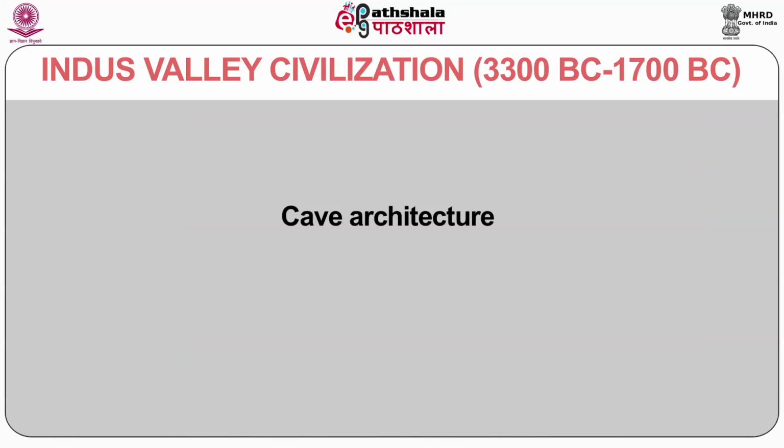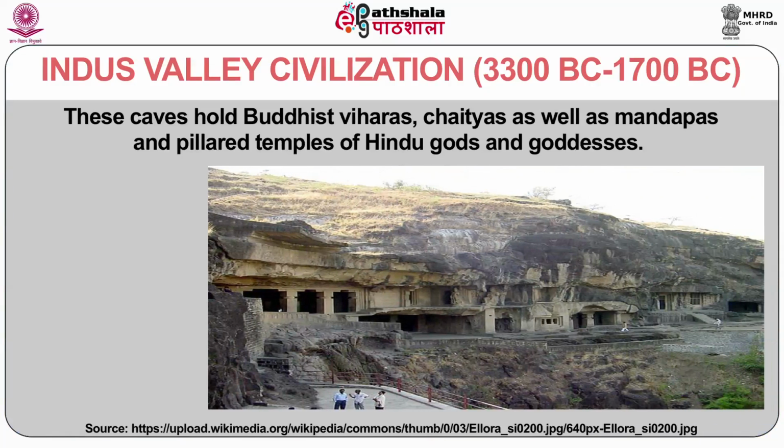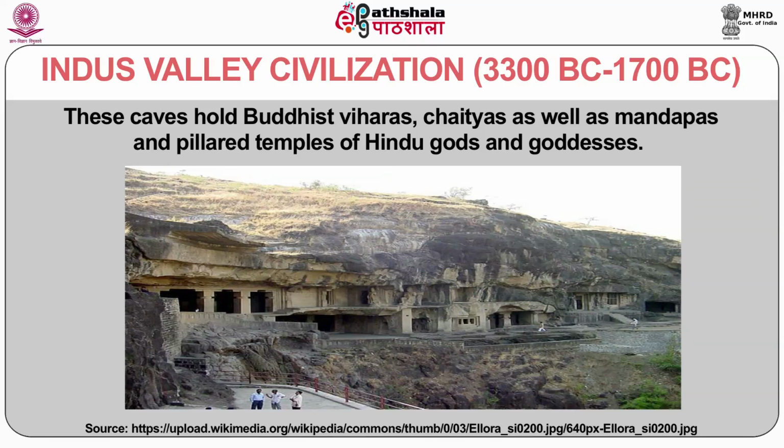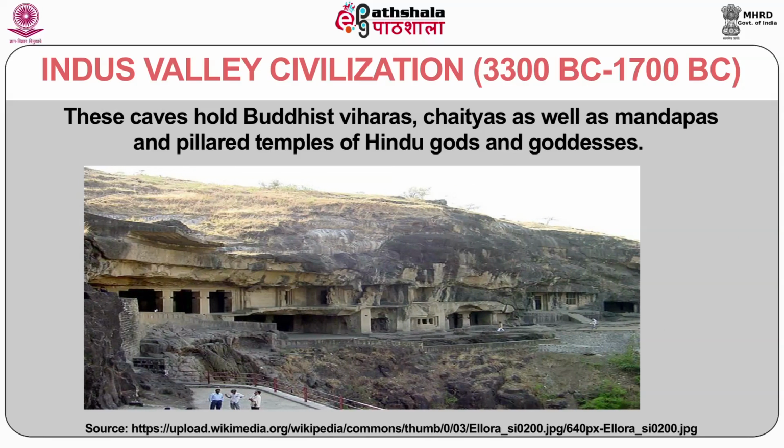The first one is the cave architecture. Between the 2nd century BC and 10th century AD, more than 1000 caves were excavated. Ajanta and Ellora caves of Maharashtra and Udayagiri cave of Orissa are some of the famous caves. These caves hold Buddhist viharas, chaityas as well as mandapas and pillar temples of Hindu gods and goddesses.